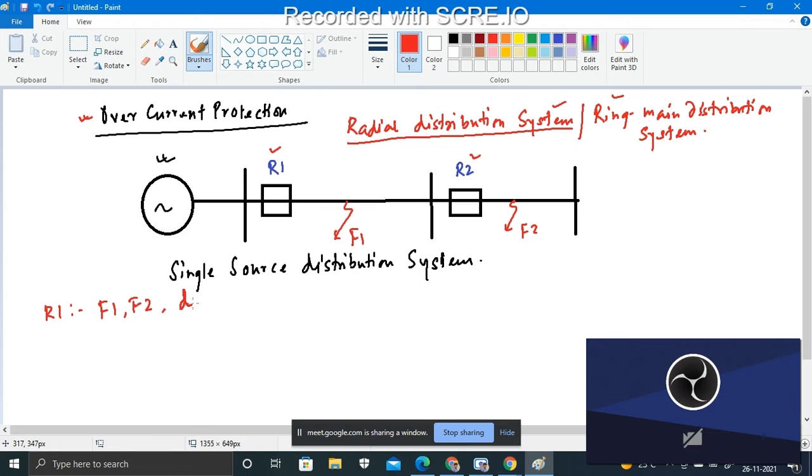Okay, so if anyone has any confusion, then please ask me. For the relay R1, F1 and F2 can be visible. For that particular relay, otherwise I am going to the second problem.